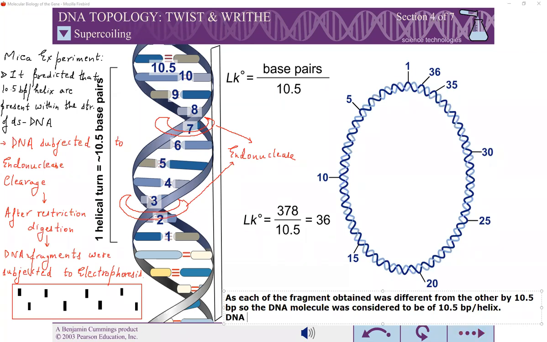How was it done? The DNA fragments produced were approximately 10.5, in between 10 and 11, that is 10. Then it was 21 base pairs. Then it was in multiples of 10.5. It was 32 base pairs, and so on.